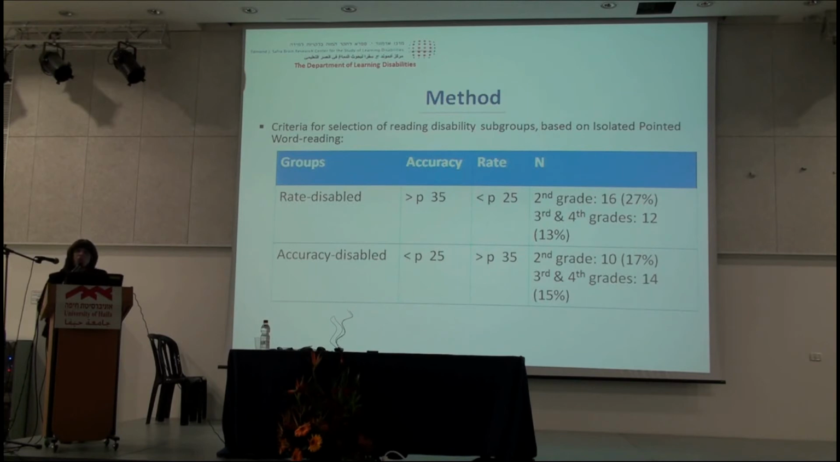Those were the kids. We took the 60 children from grade 2, and we were able to find, according to these criteria that we published before, above the 35th percentile for being intact, and below the 25th percentile not intact. And when we published the first paper, we had 5 reviewers in Annals of Dyslexia who asked, can you do it on the percentile of 16? And we got the same results. If you move it to the 16th percentile or 25th, the results are the same. So we were able to find about 27% rate disabled in grade 2, 13% in grades 3 and 4, and you see that the accuracy disabled were 17% and 15%.